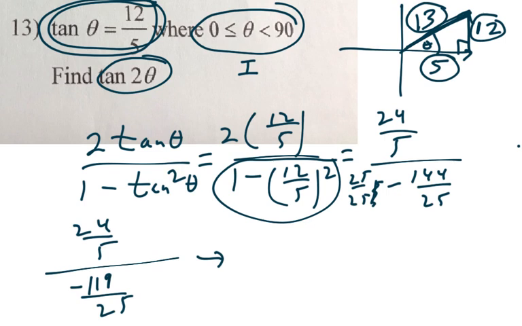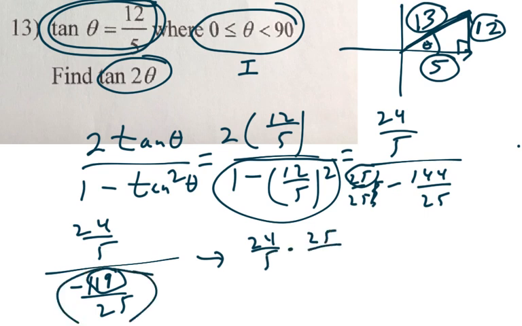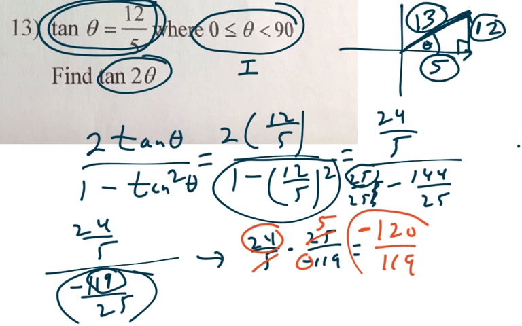Just doing quick mental math. If I take 119 plus 25, that's 144, right? So now I could take 24 over 5 times the reciprocal of this. And I'm going to do a little cross canceling here. 5 divides into 25 5 times. So hopefully you agree that 5 times this 24 is 120. We'll throw the negative in there from here over 119.